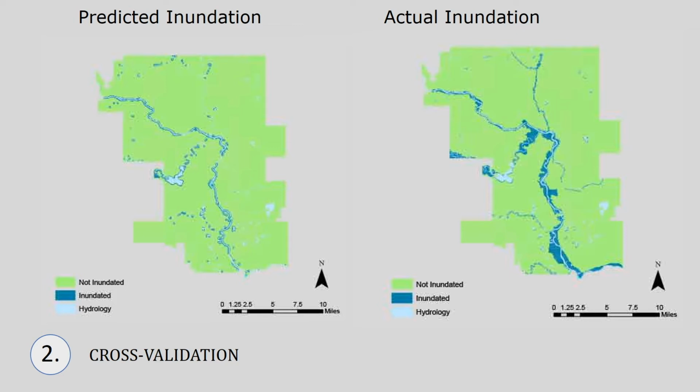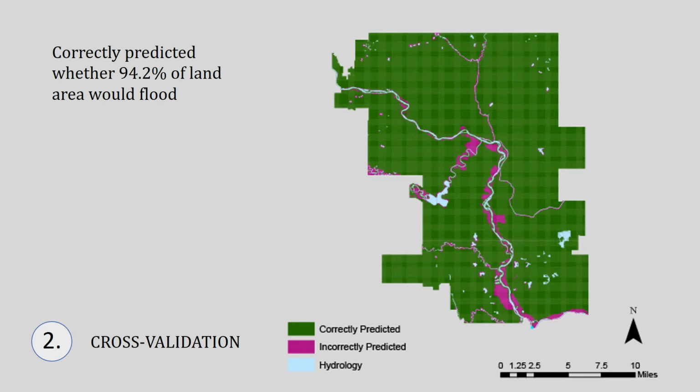Comparing this to the actual inundation throughout the city, we can visualize our model's success at predicting inundation. A quality model is determined by goodness of fit measures as well as its generalizability to other areas. These can be understood by looking at our model's accuracy. This model correctly predicted whether 94% of land area in Calgary would flood. This model correctly predicted 68% of inundated areas.